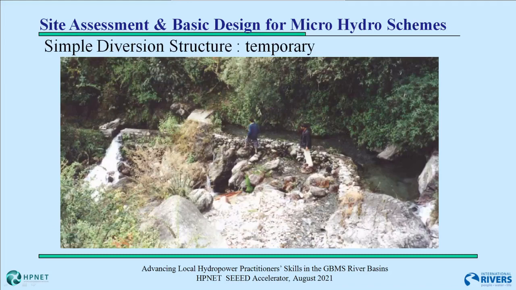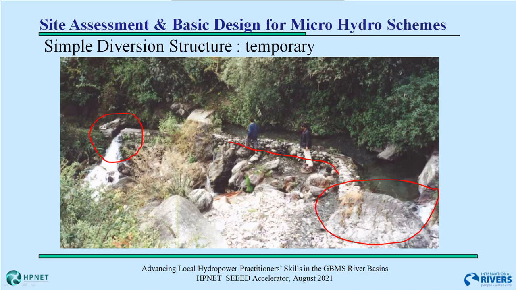The picture shows a temporary but very effective diversion structure. This stream is in the Himalayan state of Uttarakhand. The water is diverted using the natural features. A huge rock in the middle of the stream acts like a diversion structure, and some stones are loosely placed as a canal wall. You can also see a spillway where excess water goes out and joins back the stream.